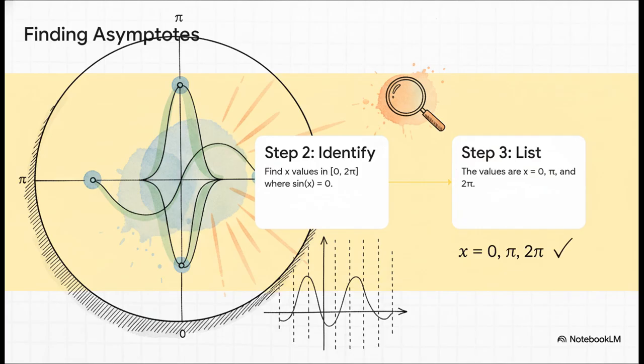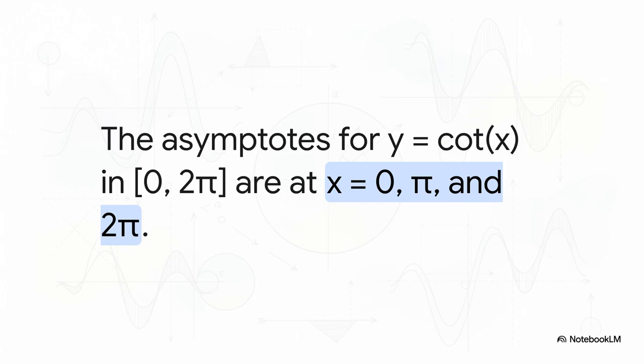So the question really is, when is sine x equal to 0? Well, if you picture the unit circle, that happens at 0, at pi, and again at 2 pi. And boom, there's our answer. The asymptotes, those vertical breaks in the graph, are at x equals 0, pi, and 2 pi.